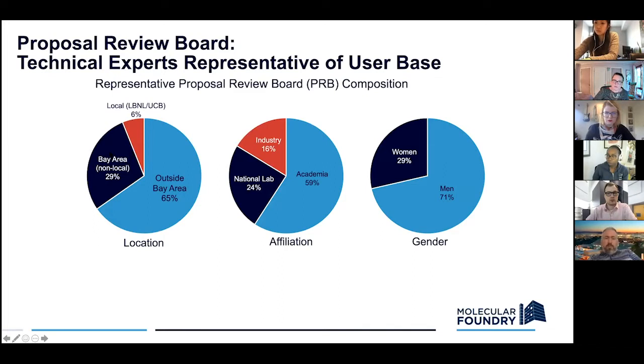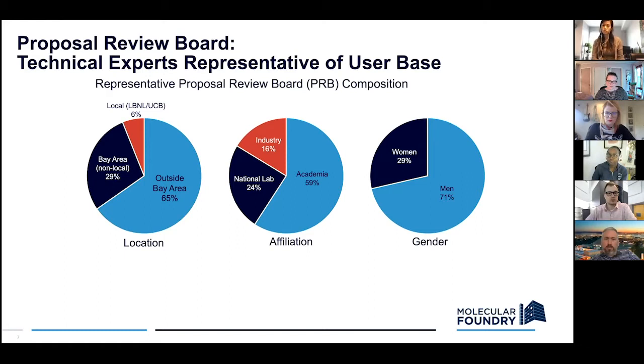And the proposal review board, which we assemble twice per year, is about 50 people distributed across those 7 facilities. And we want to do what we can to have a proposal review board that is technical experts that are representative of our user base. So you can see some information here about a few ways that our reviewers are distributed. We want to make sure that we have people coming from academia and industry and national lab, people coming from all over the US and actually internationally as well.